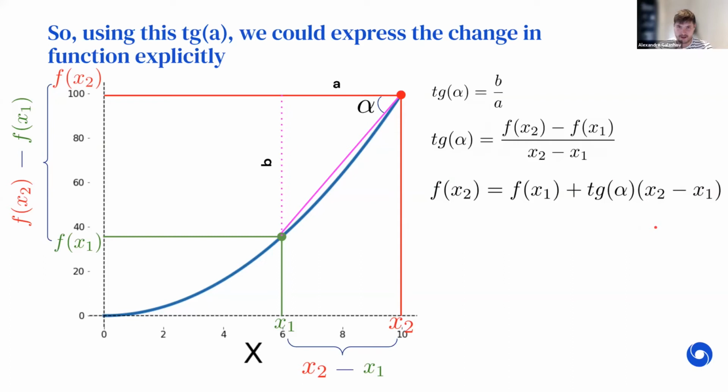If you think about what is written here, we wanted to quantify how the function changes between the two points, and here we basically define how it changes. If we know the value of the function at x1, so f of x1, we know the point x2, and we know this tangent of alpha, we can know the value of f of x2. So in some form, we're already quantifying the change of function f, because we know the value at a different point.